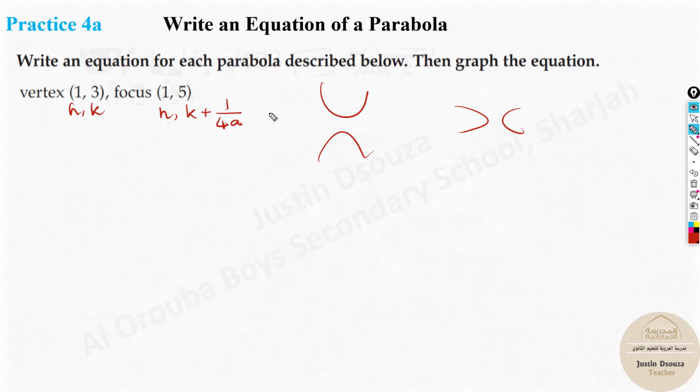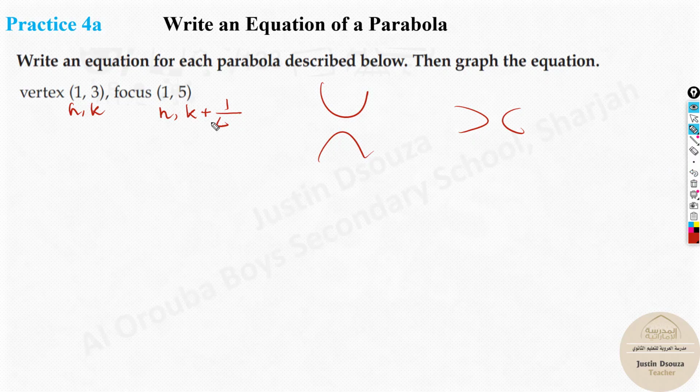Now it's vertical, because h and h is the same, and you can see this is the vertex point, 1 and 3, somewhere over here. Where is the focus? The focus is above it. The 1 is the same, so above over here, so it must be opening upwards. The a value must be positive. If it was down, it would be opening downwards. Only if it was right or left, it would have been like this or like this. So from that we can easily understand a lot of information.